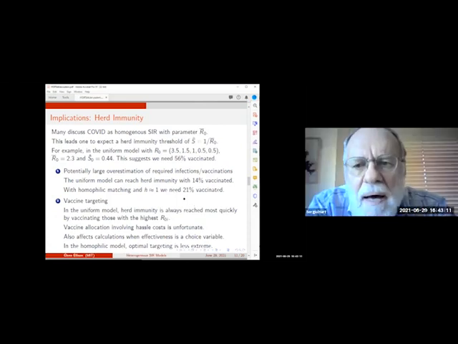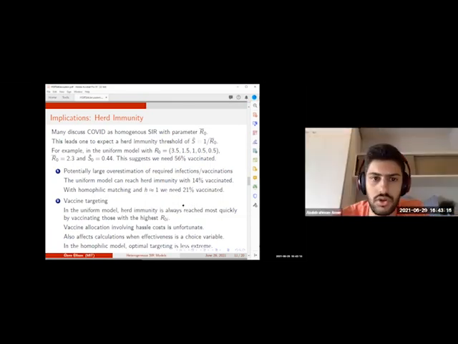Can I ask another question about R0? The reason we're using R0 and contact interchangeably is that we're implicitly assuming the probability of transmission given contact is the same for all groups.